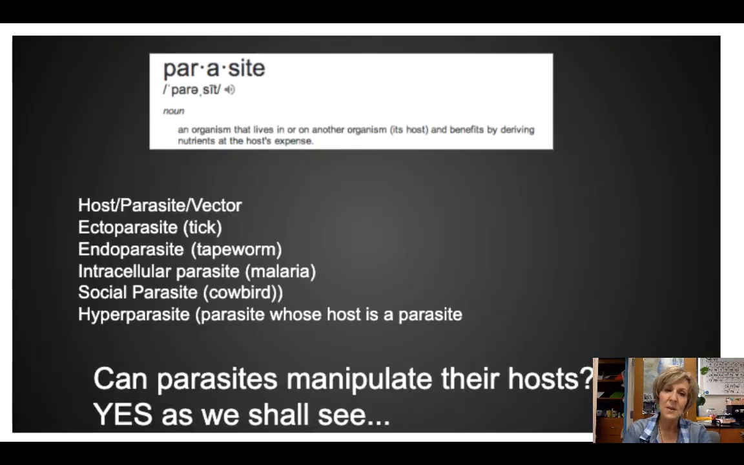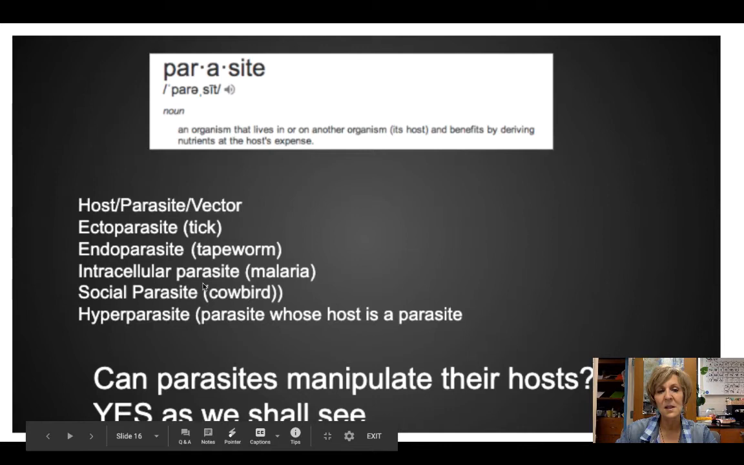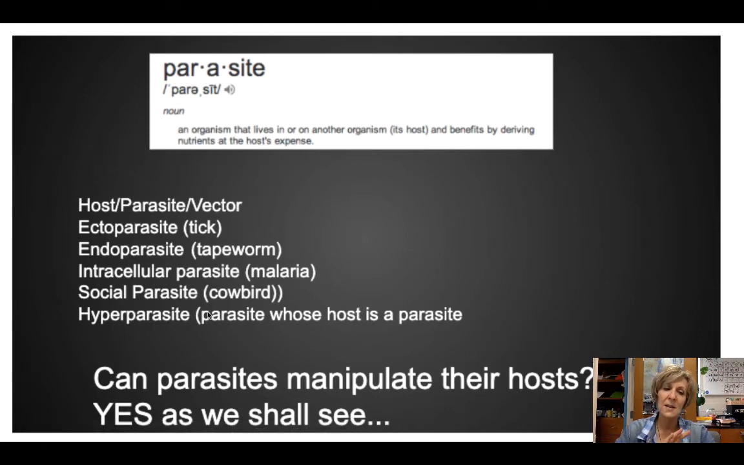I want to take just a minute to talk about parasitism. It's so interesting. I wish we had more time to talk about this. But there's lots of different types of parasites. There are ectoparasites like ticks and endoparasites like tapeworm, intracellular parasites like a malarial parasite. Social parasites like a cowbird that actually will go in and lay its egg in other birds' nests to kind of be a freeloader.